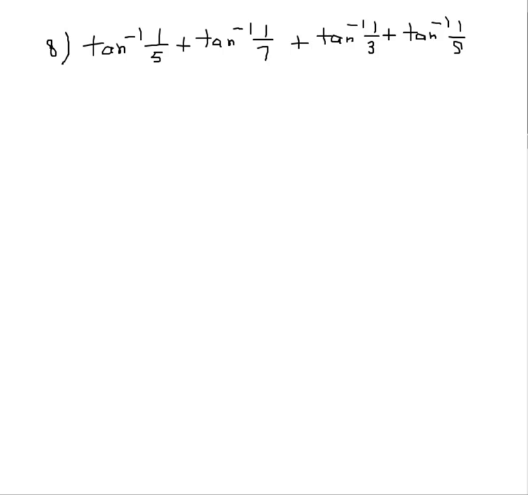Question 8. Prove that tan inverse of 1 by 5 plus tan inverse of 1 by 7 plus tan inverse of 1 by 3 plus tan inverse of 1 by 8 equals pi by 4. Let us combine these two terms and these two terms and use the tan inverse of x plus tan inverse of y formula and check whether the conditions are satisfied.